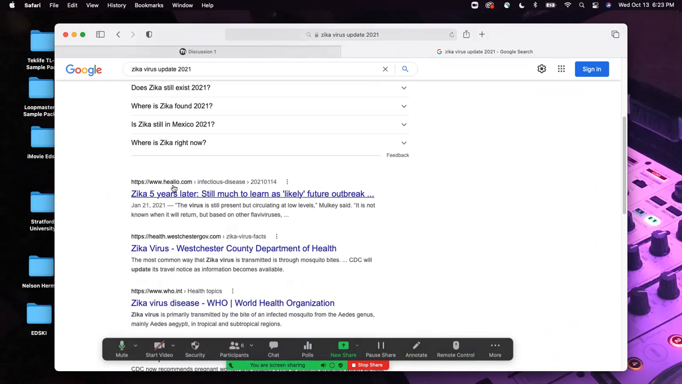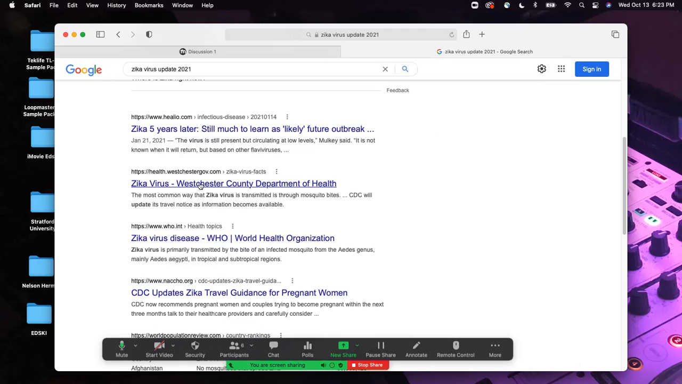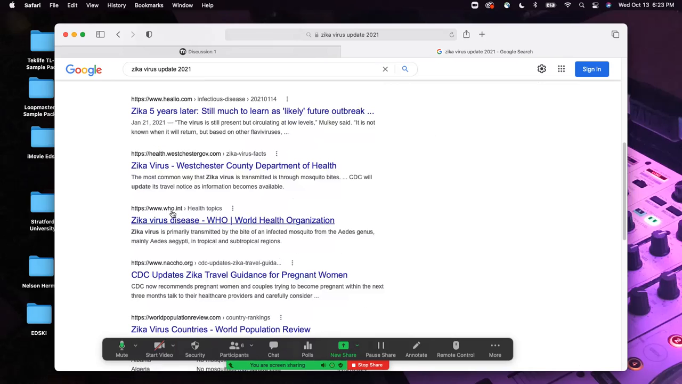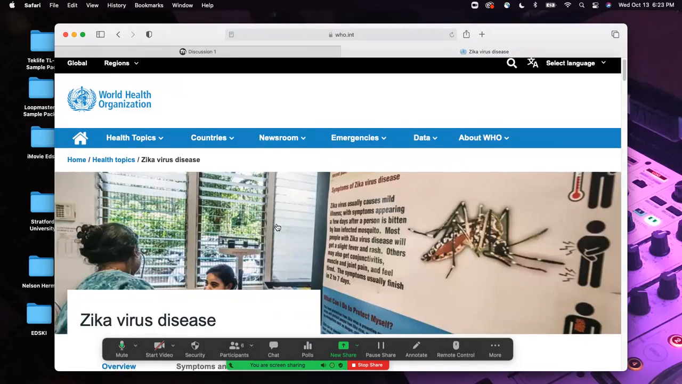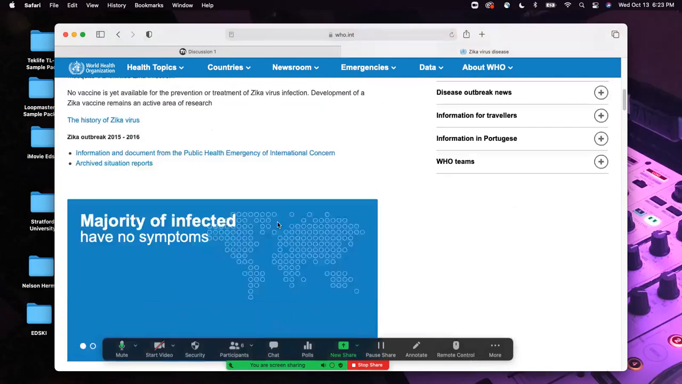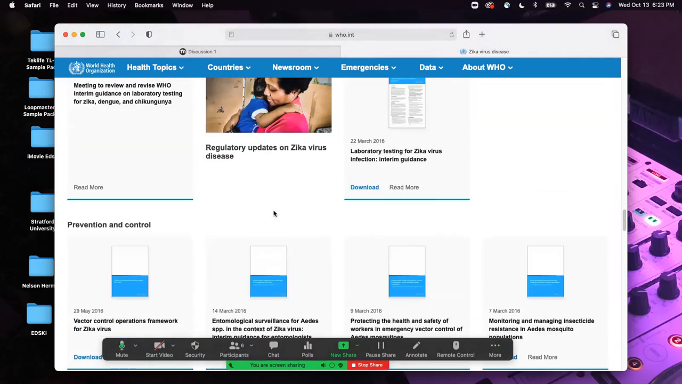But this helio.com, nah, that's a .com, right? Here, Westchester County Department of Health. Yeah, you can hit that up. World Health Organization. So all of these things, so let's say I got it from like this, World Health Organization. So I'm looking at it, I'm gonna check, okay, it looks like a legit source. So I go down to see if there's any dates.